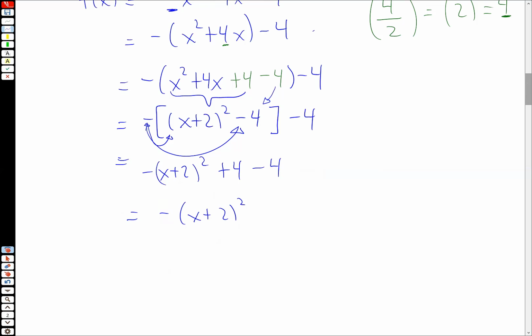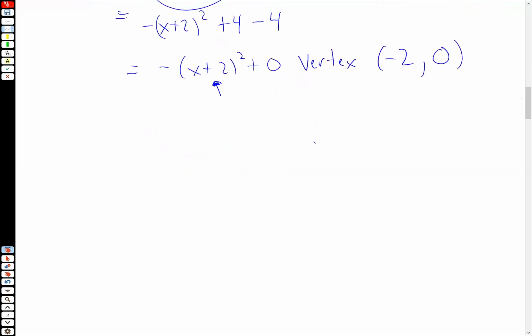And notice our vertex is now -2, comma, 0. Okay, so -2 coming from this part here. And then secretly, we have a plus 0 on the outside there. And that gives us our y coordinate. All right, now that we have all this information, we graph.